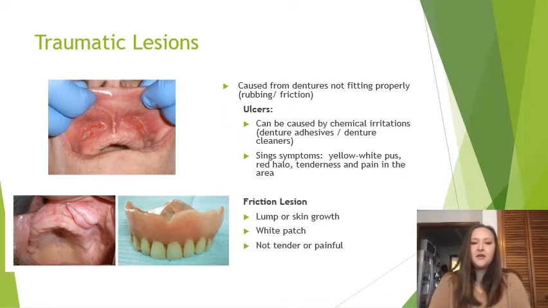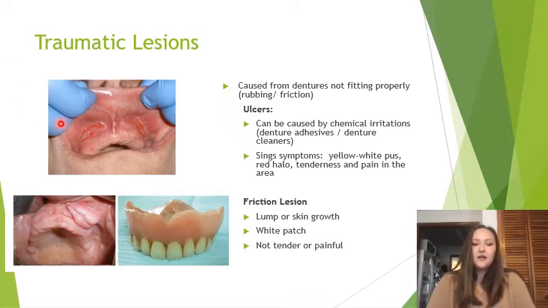So basically we're talking about trauma, and this is blunt trauma. So your dentures are hitting against your gums. This is mainly caused by ill-fitting dentures. So when you put them in, if they're too high or if they're large in areas and they're rubbing and causing friction in different places, these can cause issues. And the first issue you usually get is ulceration.